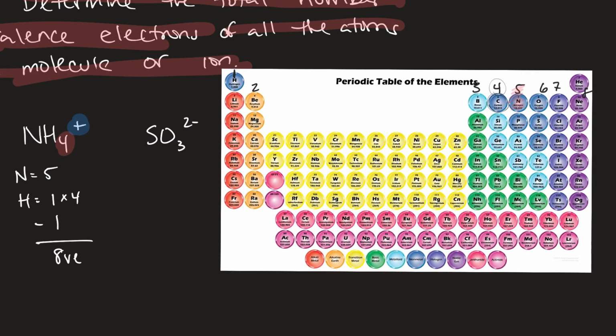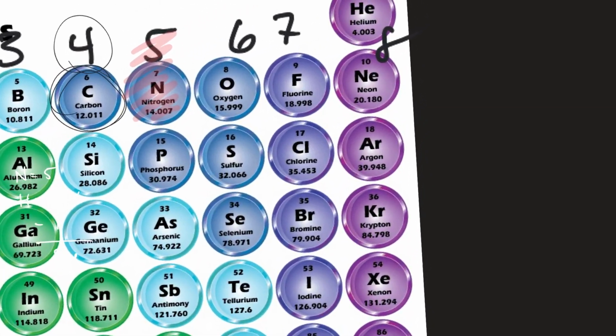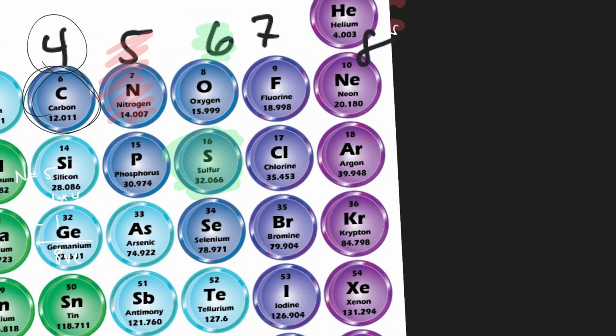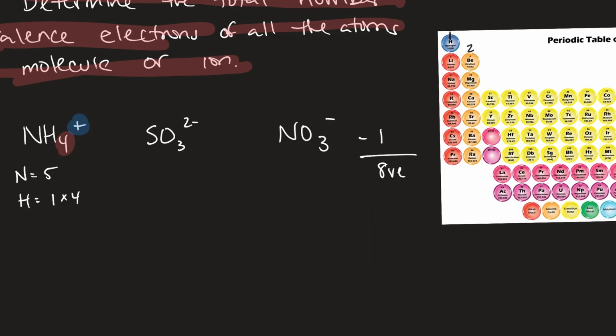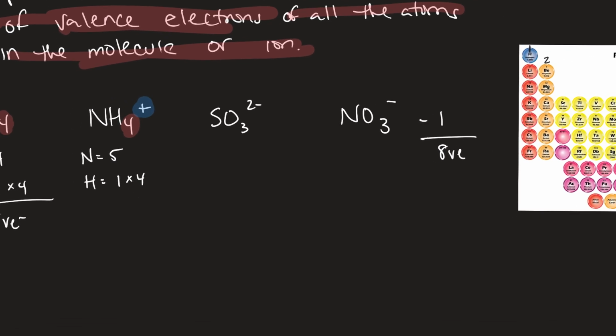The next example is the sulfite ion, SO3 2 negative. First look for sulfur. Sulfur is here, so I'm going to highlight it. We see that sulfur has 6 valence electrons. So I'm going to put the periodic table away. Oh, this thing moved. Well, we'll fix that.